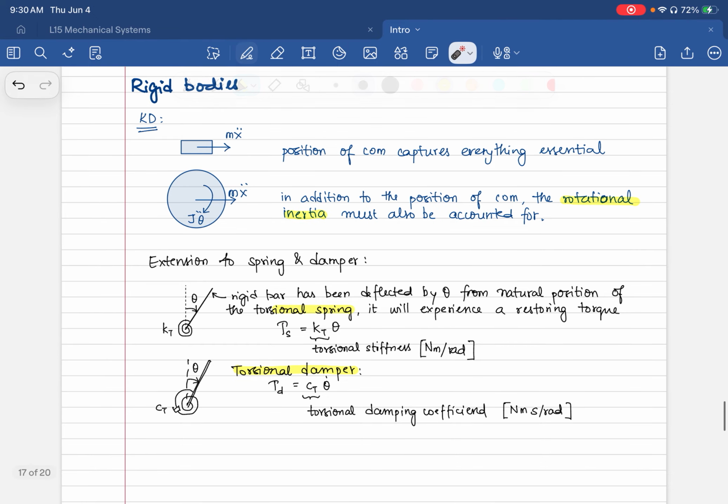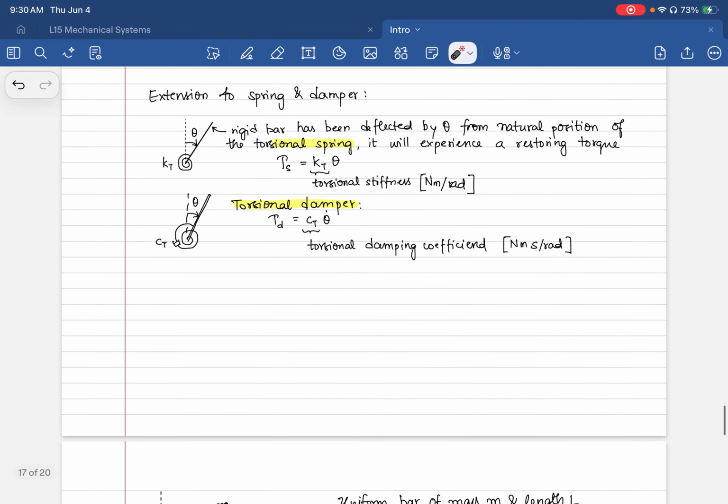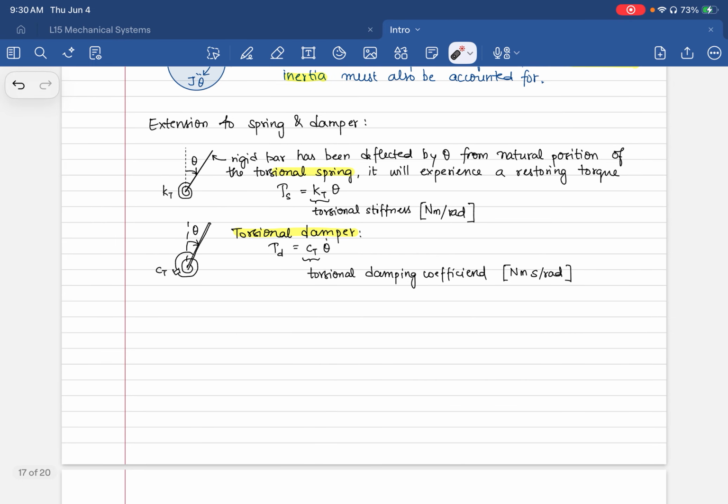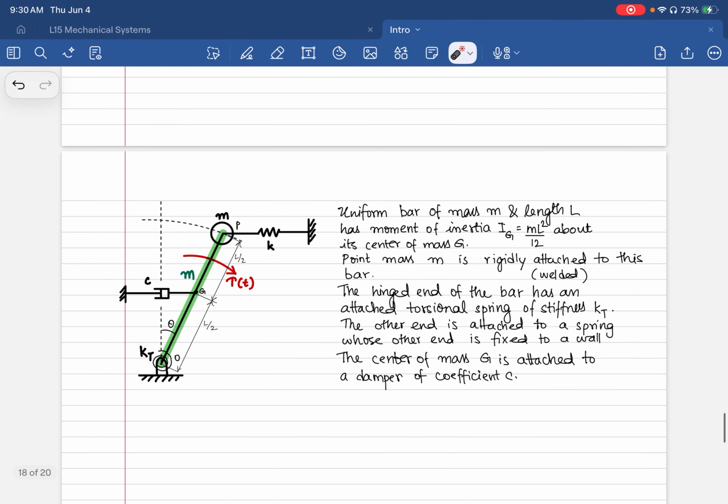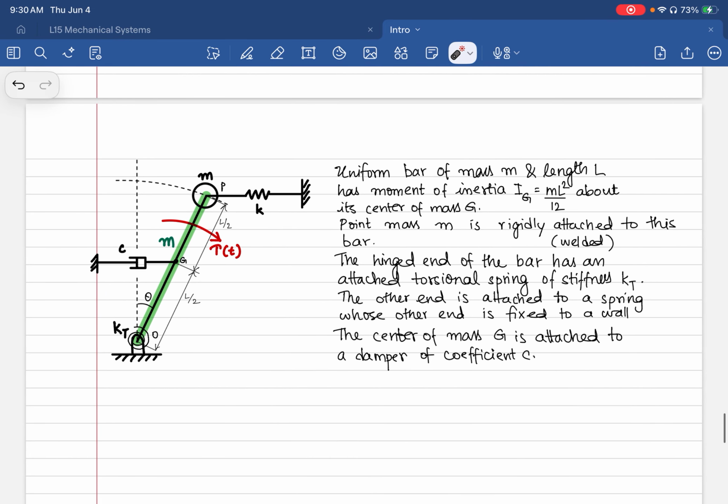So these are the new concepts. A lot of times when you're analyzing a system, some physical law or some property will be provided to you, and then you make use of that to define a model for that system, which in this case is the equation of motion that we're developing. Let's do this with an example first. So here is the problem.